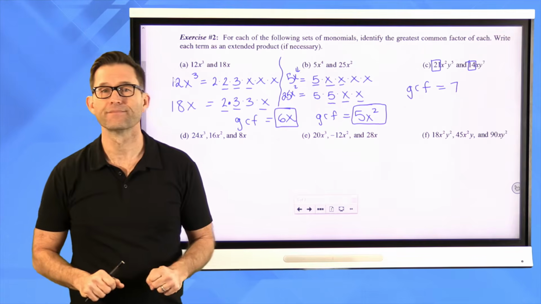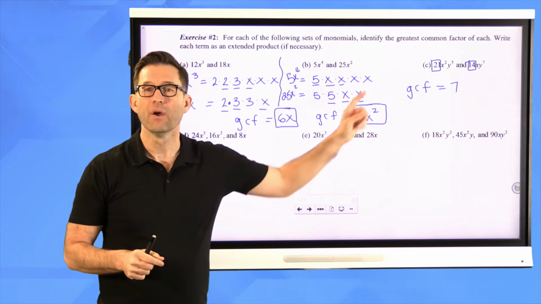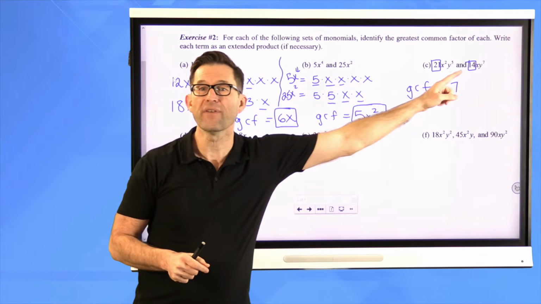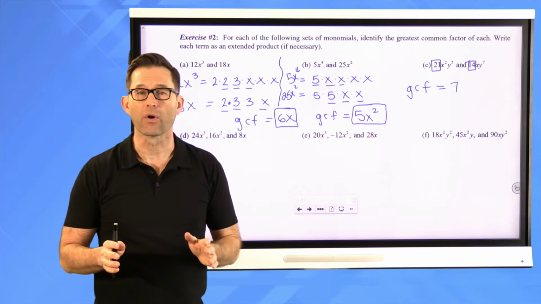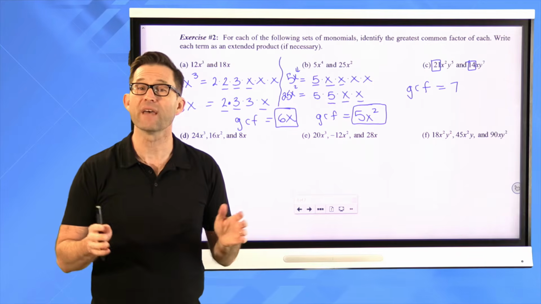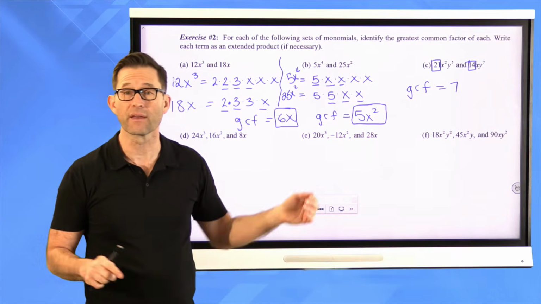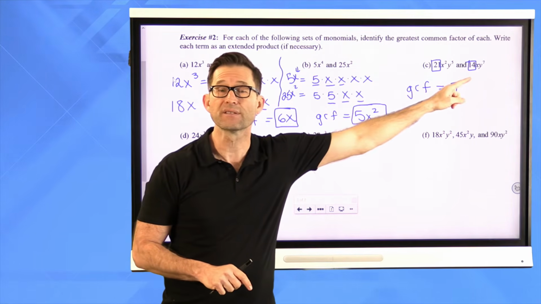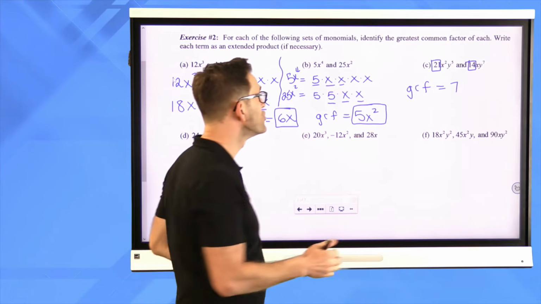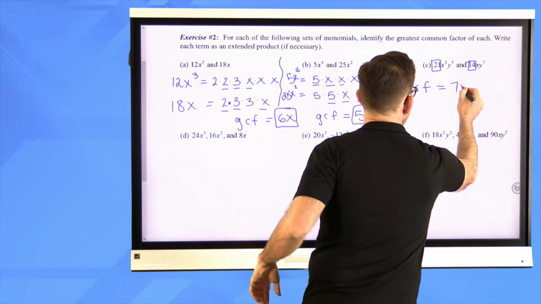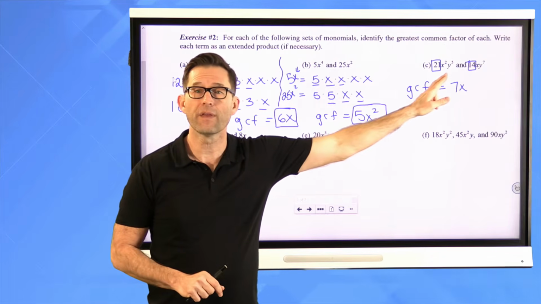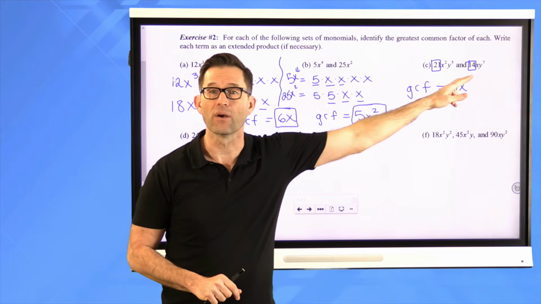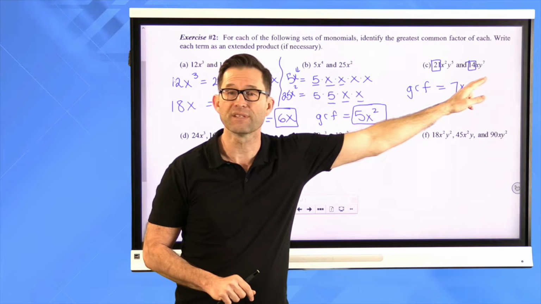All right, now we think about our x's. We have x to the second and we have x to the first, all right? The largest x power that resides in both of those is x to the first, not x to the second, right? Because this one doesn't have an x to the second in it. So we just have x to the first. All right. Now we have y to the fifth here and y to the seventh here.